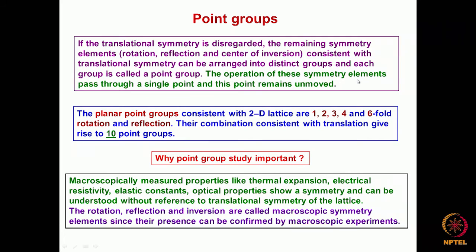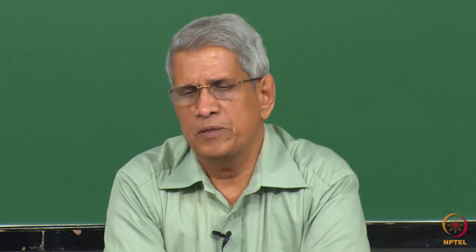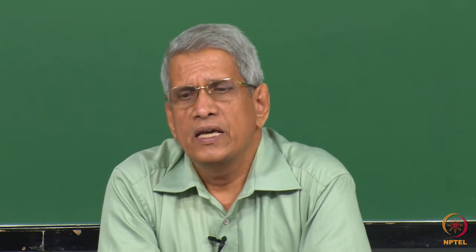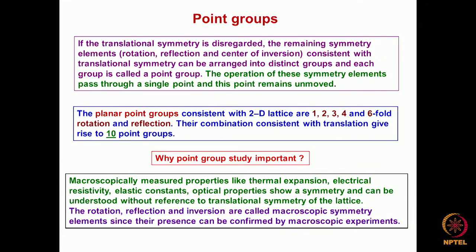Essentially, the same thing is being defined in this way: if we forget the translational symmetry, then the remaining symmetry elements, rotation, reflection, and the center of inversion, consistent with translational symmetry, can be arranged into distinct groups, and each group is called a point group. What are the rotational symmetry elements which are possible? 1, 2, 3, 4 and 6-fold rotation, and in addition to it, reflection is possible. So we have essentially 5 plus 1, 6 types of symmetry operations present.